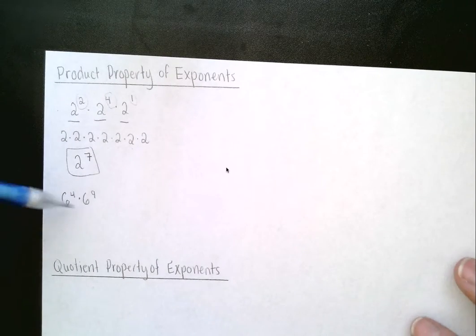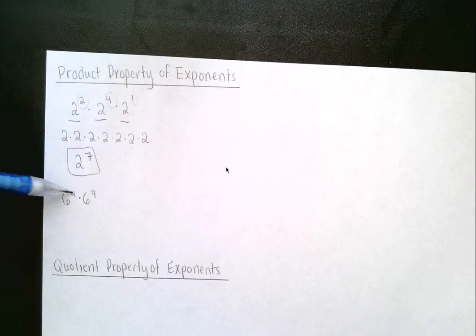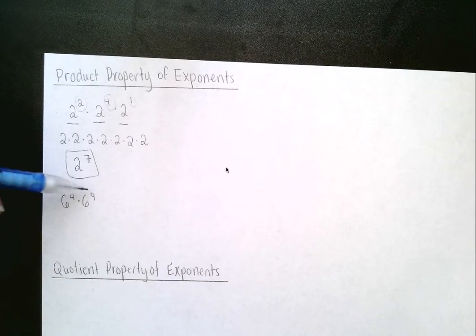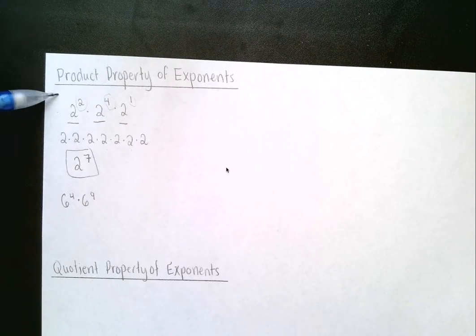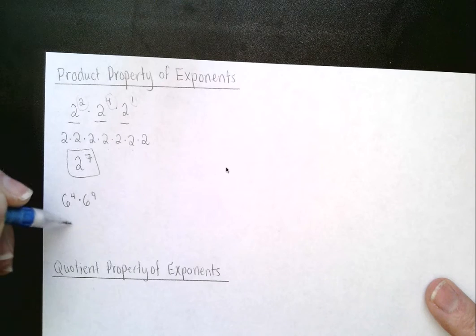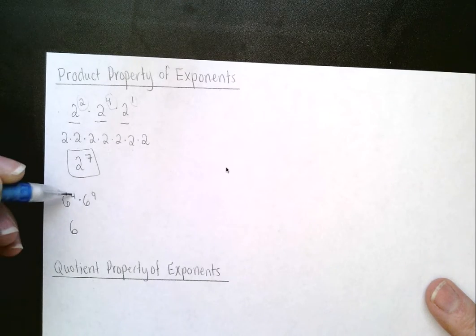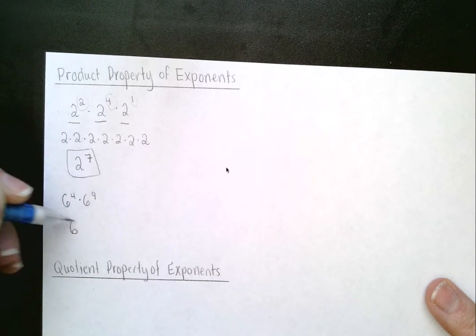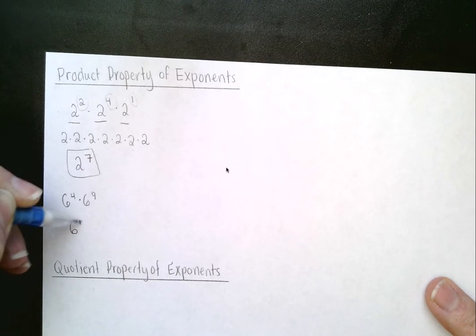Now if I wanted to, I could write it out 4 times, and then write it out 9 times. But the product property of exponents allows me to just add the exponents and keep the base the same. So if I simplify, I keep the base as 6, and I simply add these two exponents and get 6 to the 13th power.